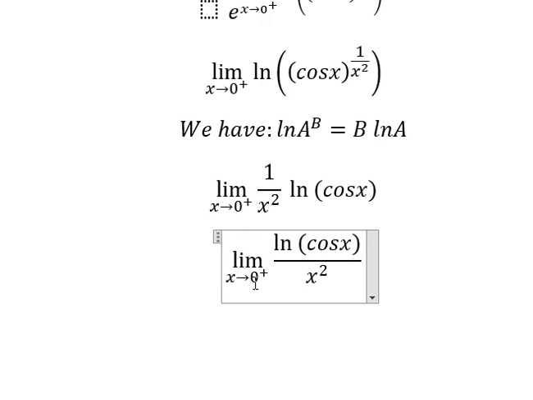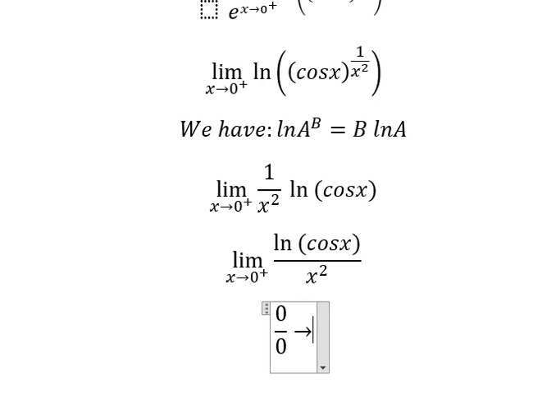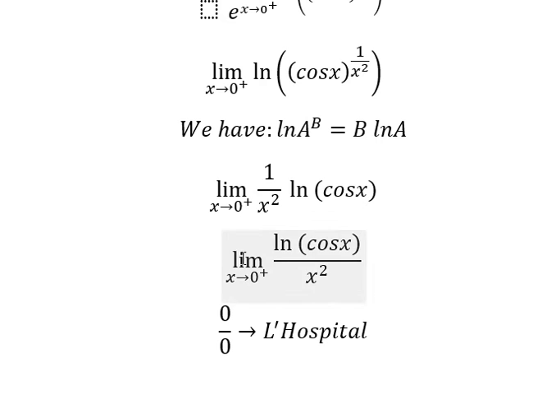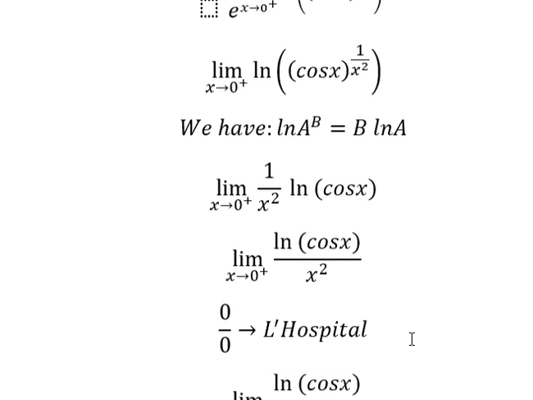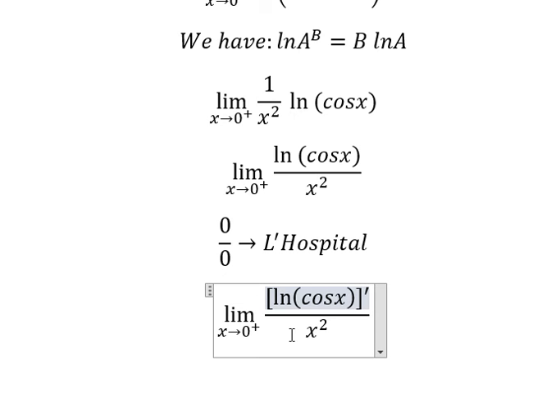So when x approaches number 0, cosine of number 0, we have number 1, and in the denominator you get 0. So we can use L'Hospital. That means we need to do first the derivative on the numerator and the denominator.